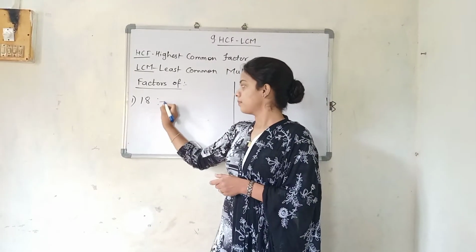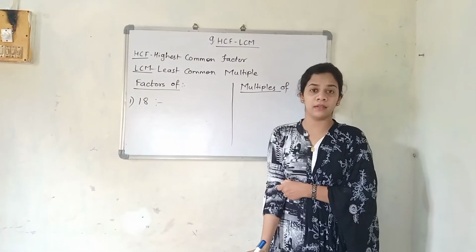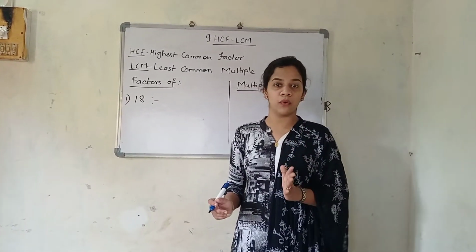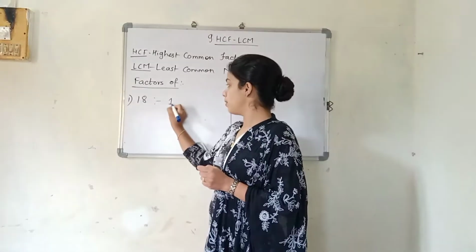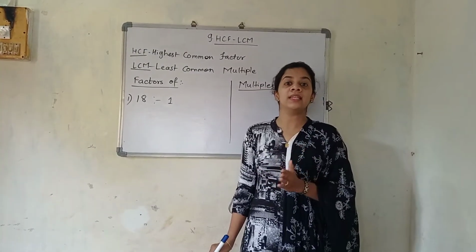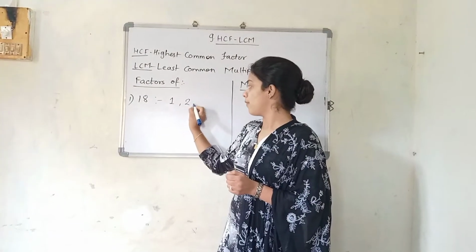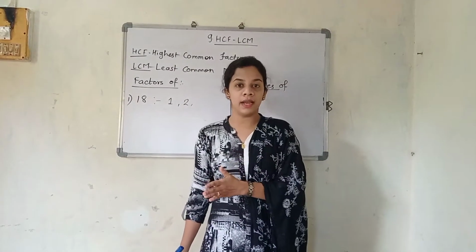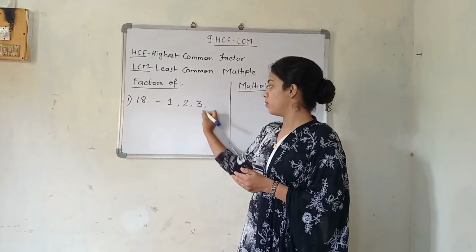Now 18. What are the factors of 18? Now 18 occurs in which table? Normally in the 1 table 18 will come for sure. So 1 is the factor of 18. Do you know in 2's table 18 occurs? Yes, 2 9s are 18. So 2 will also be a factor. Do you know in 3's table? Yes, 3 6s are 18. So 3 is also a factor of 18.